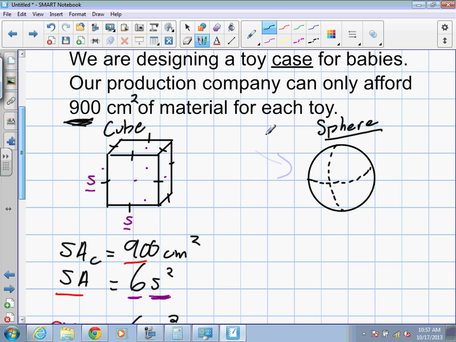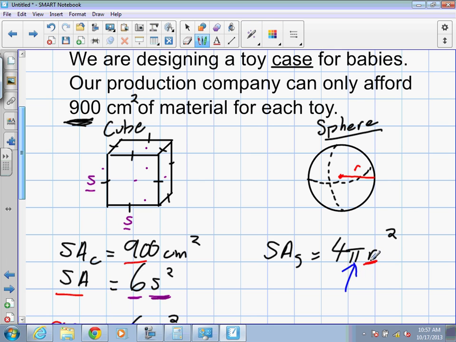Surface area of a sphere is 4 pi r squared. Okay? So, the radius, now this is a hard idea, but think about being from the middle of the sphere to the outside of the sphere, is the radius of a sphere. So the radius is really the only variable, because remember, pi is actually a number. We need to figure out what radius of a sphere we can make when our surface area is constrained. We're still constrained at 900 centimeters squared.